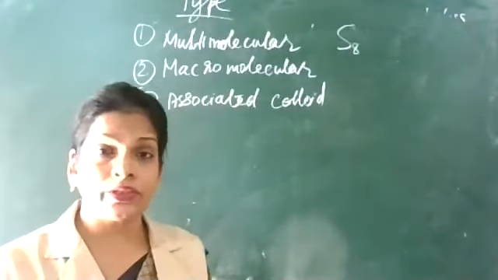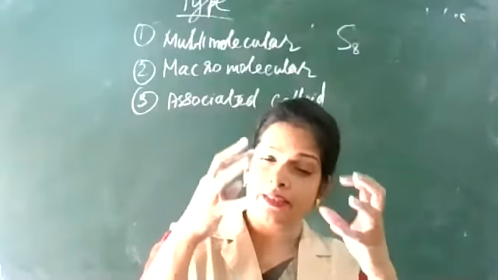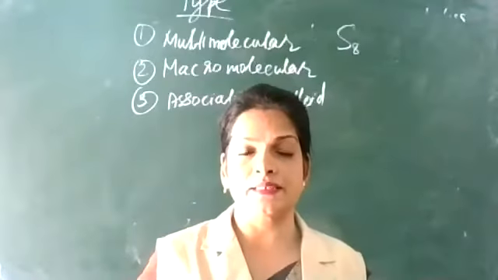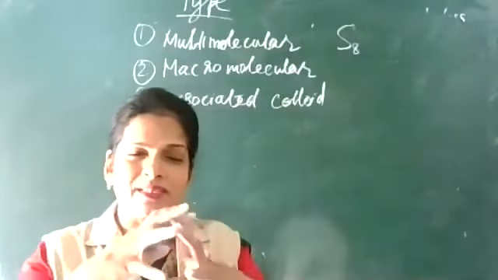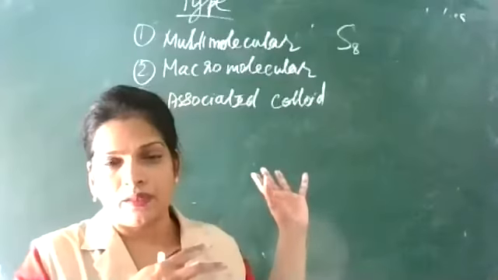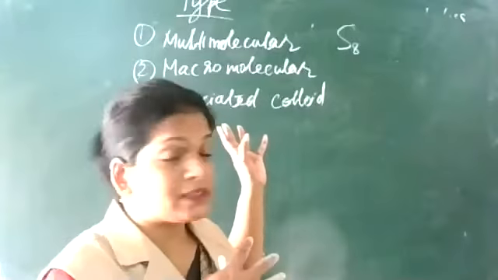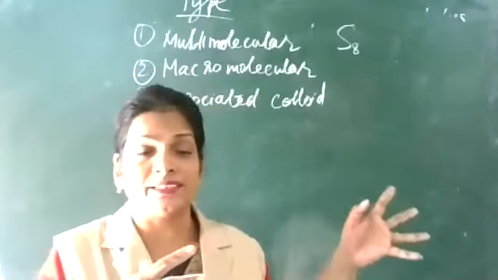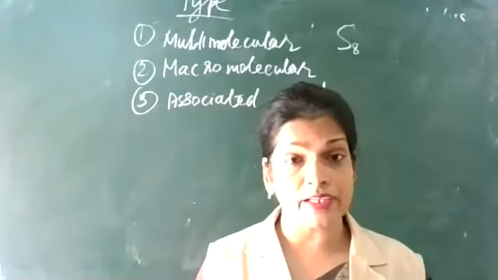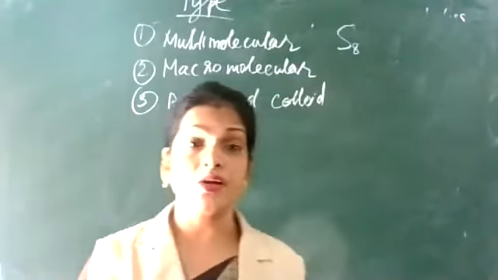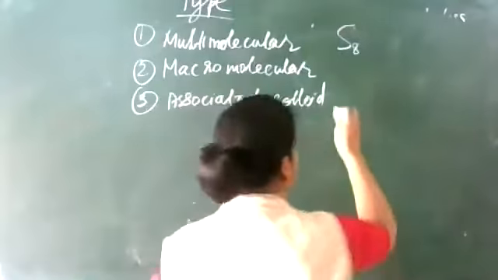Macromolecular colloid, there is no need of coming closer and joining. These particles are already in big size. They are already in the colloidal range. So in suitable solvents, molecules such as proteins, cellulose, etc. make colloidal solution because their size is already in the colloidal range. So such colloids are called macromolecular colloids. For example, albumin.